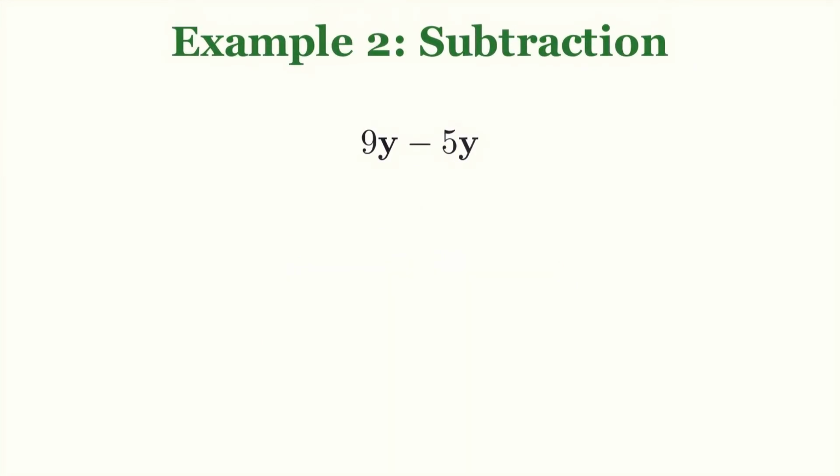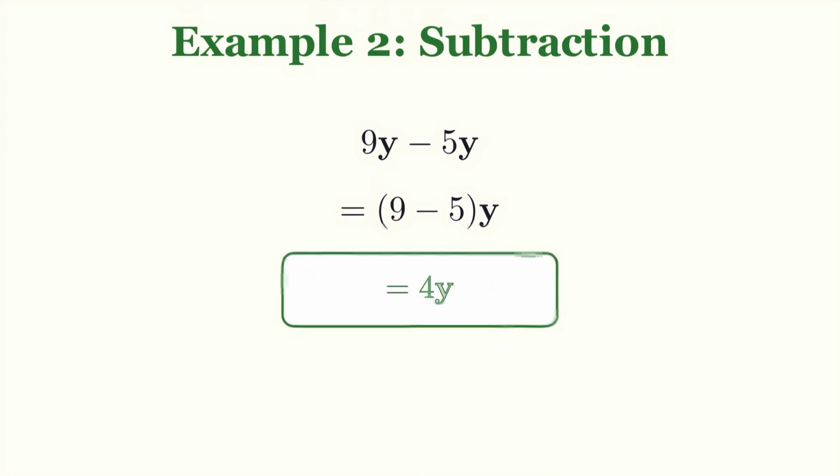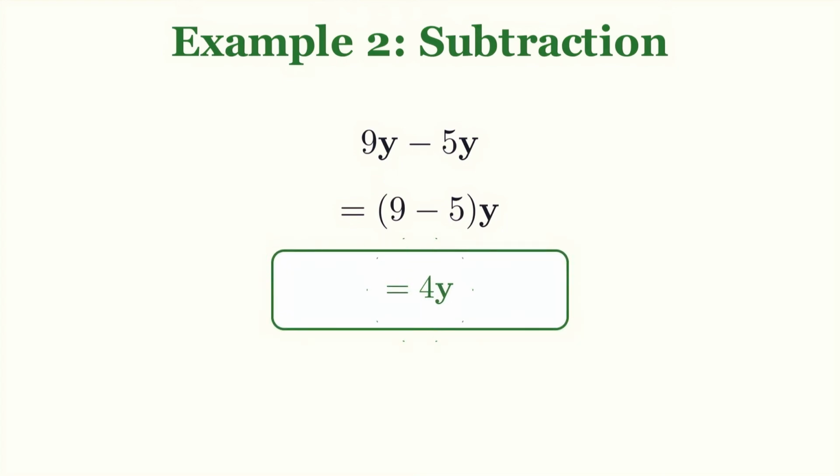Nine y minus 5y is 4y. Subtraction works the same. And here's the symphony.